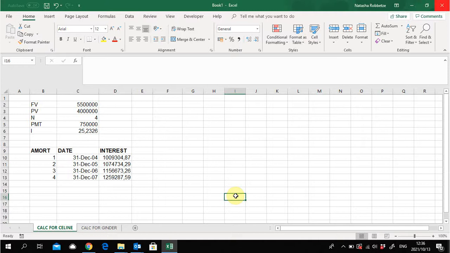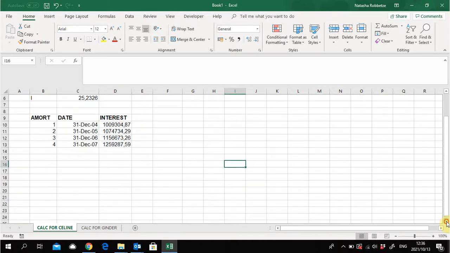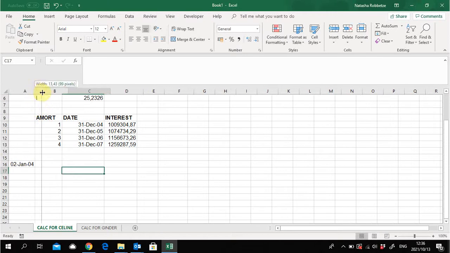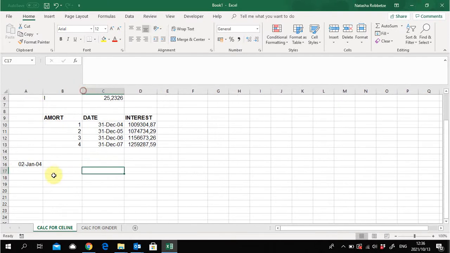Right, we need to do the journal entries for Celine as it relates to this entire period. So I'm going to start off with the issuance date, which was 2 January 2004. And on that date, we need to go and recognize that this is now a financial liability to Celine. So for Celine, we need to obviously credit financial liability and debit the bank account.